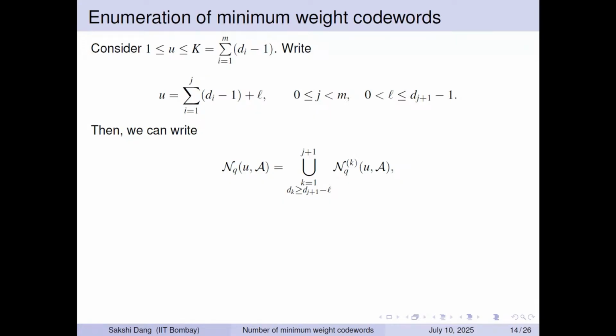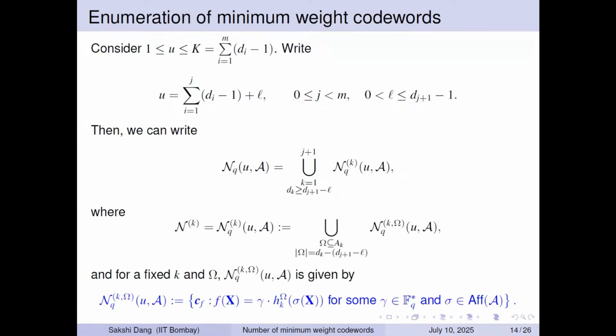As we've already seen, this minimum weight codeword is obtained using transformation of the polynomial h_k,omega. So the crucial parameters here are k and omega. So we write N as a union of some sets N_k, and each N_k is now a union of some sets of the form N_k,omega, where N_k,omega has this nice form for a fixed k and omega. It is the evaluation of the polynomial f, where f is given by gamma times h_k,omega of sigma x, where k and omega are fixed in this case. So we see that this set N_k,omega is nothing but the orbit of a certain group action.